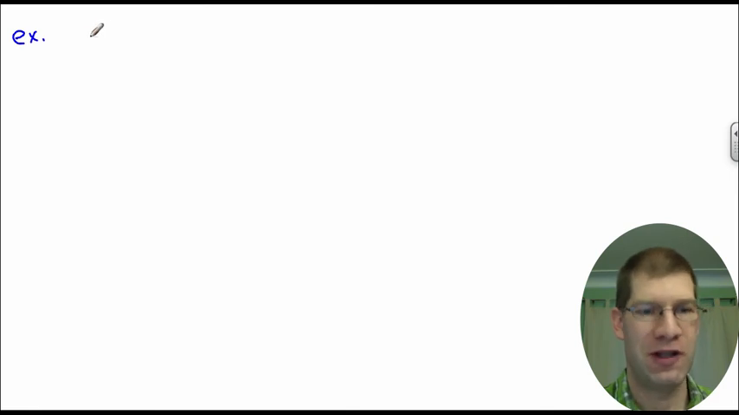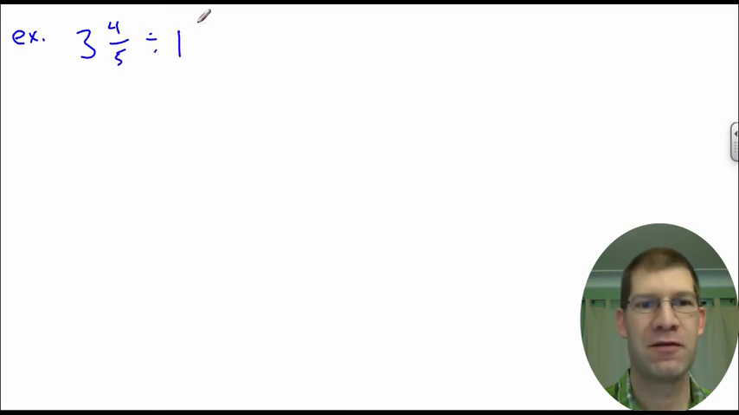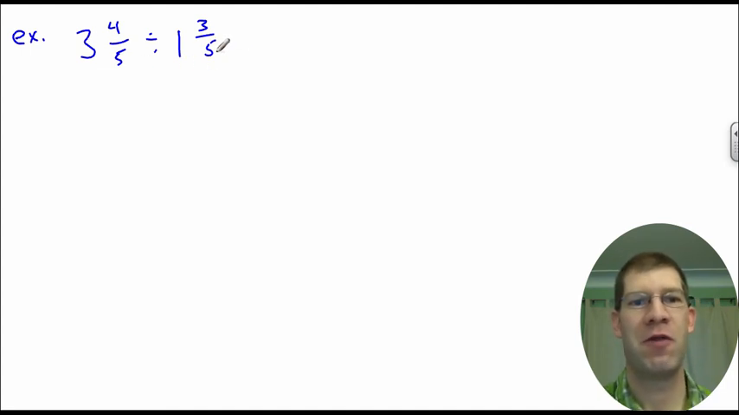Alright, now for the last example we have. Now this one we'll be able to do a little bit more reducing. It won't be quite as beastly of a problem. 3 4/5 divided by 1 3/5.